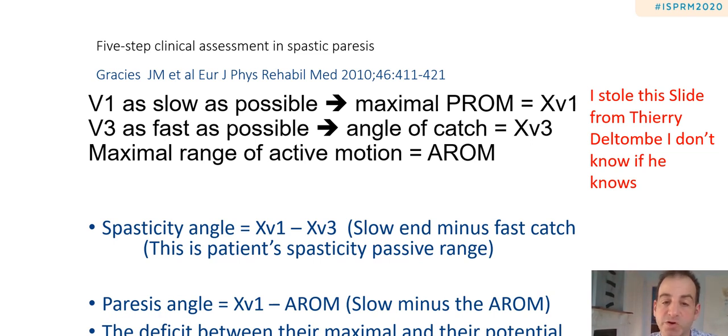So Professor Deltome likes us to revisit this. So V3 is the fast catch, V1 is the maximum range of motion you can do slowly. And then we can look at the differences between the ranges and what they can do actively or what the caregiver can do passively. And this will really help us determine whether or not there's a contracture.